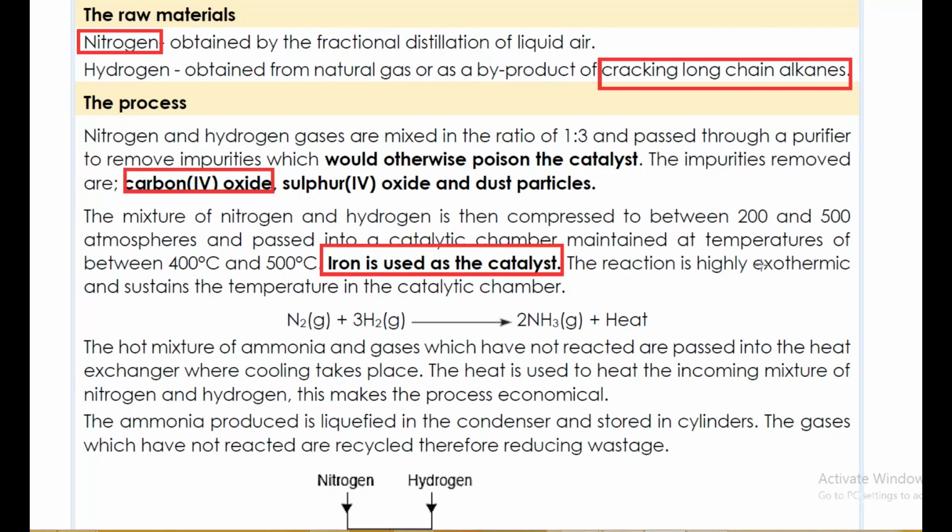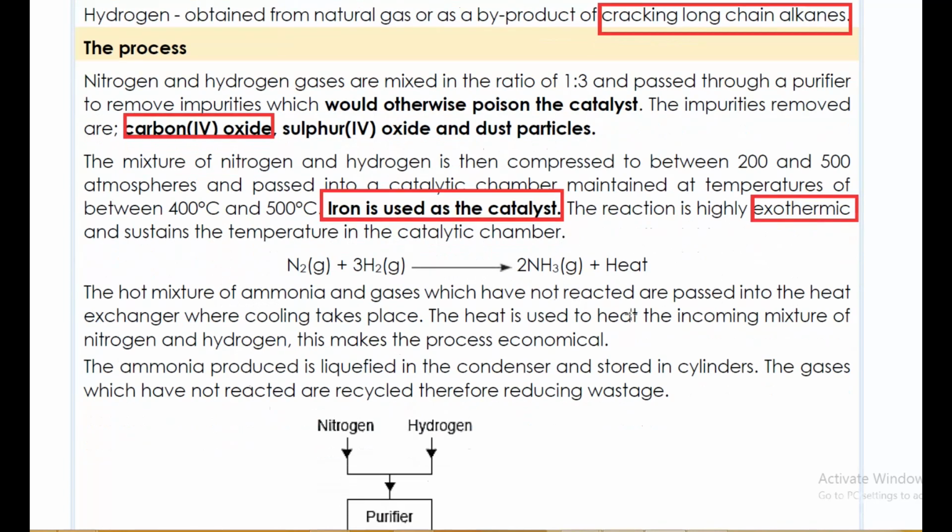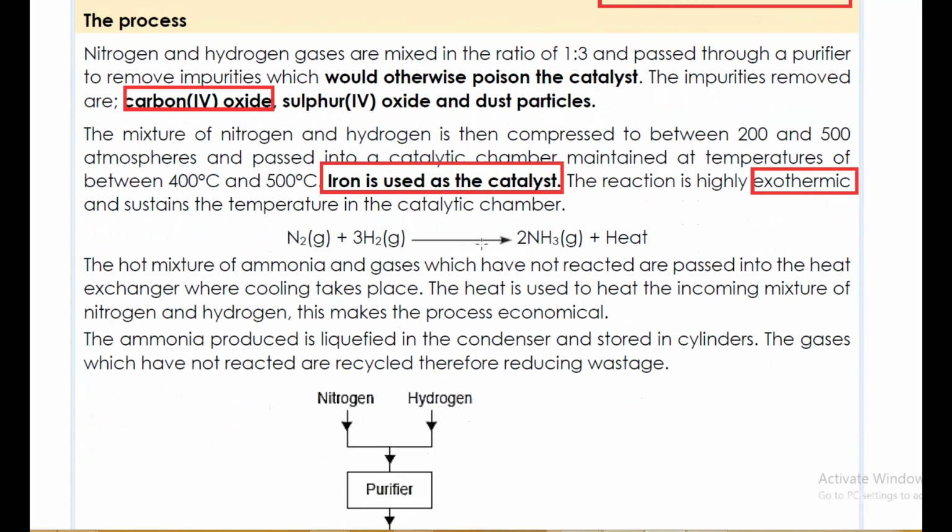The reaction is highly exothermic. Exothermic means that it produces a lot of heat and sustains the temperature in the catalytic chamber. Another thing that is important for you to know is the reaction in the catalytic chamber. In the catalytic chamber, nitrogen and hydrogen combine to give us ammonia. This is the equation which you must know how to write and balance. Nitrogen and hydrogen combine to form ammonia gas, producing a lot of heat.